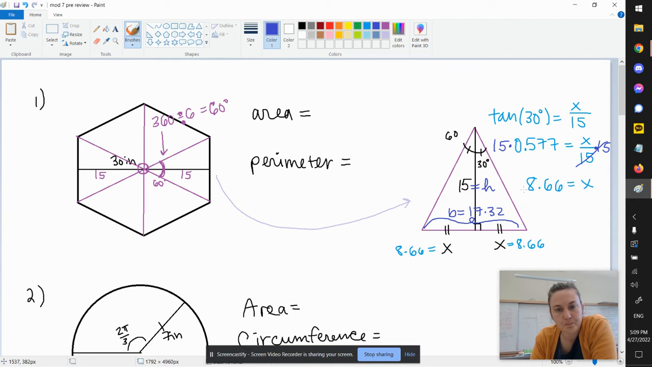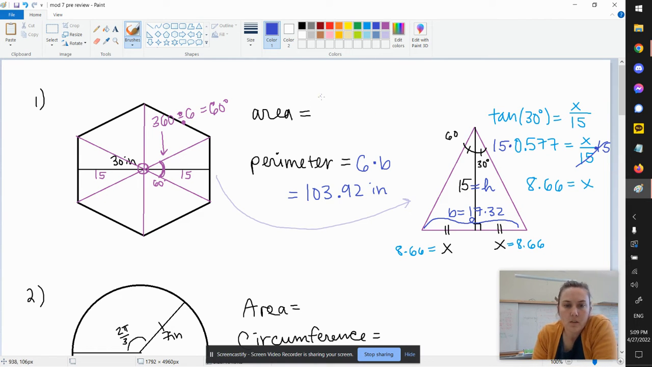We already know the height of the triangle. That was 15. And now we can find the area and the perimeter. The perimeter is just 6 times the base, because there's 6 bases that we're adding together to go all the way around. 6 times 17.32 is 103.92, and it will be in inches because perimeter is just a bunch of lines.